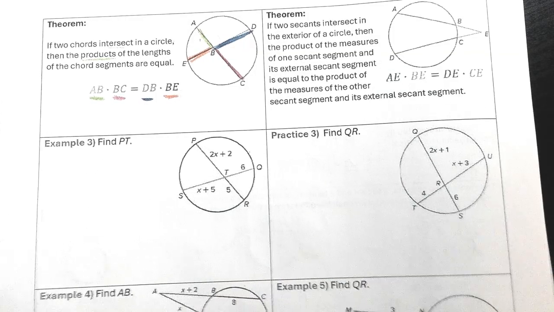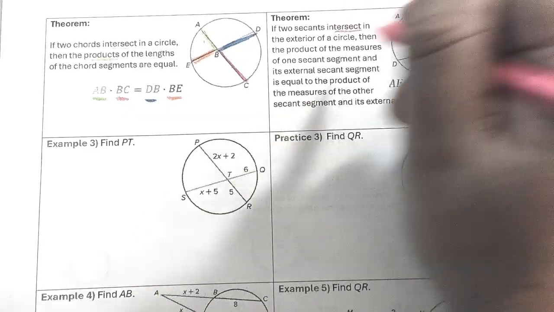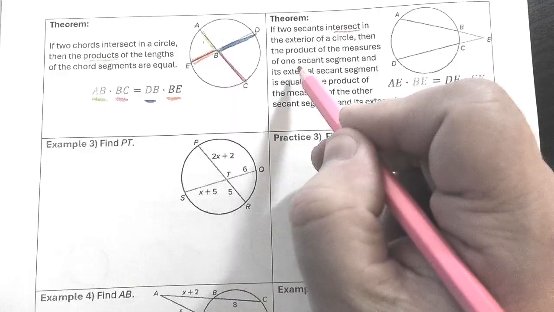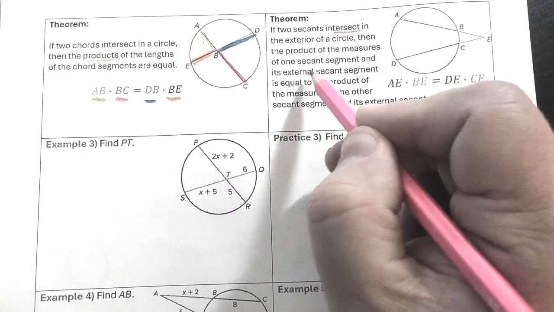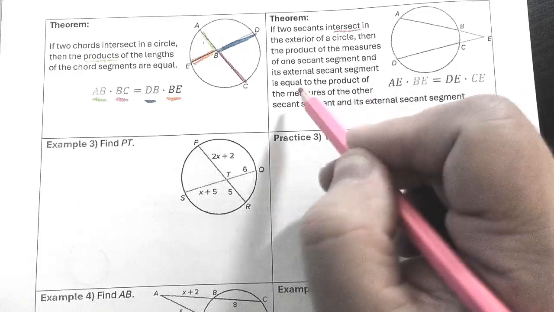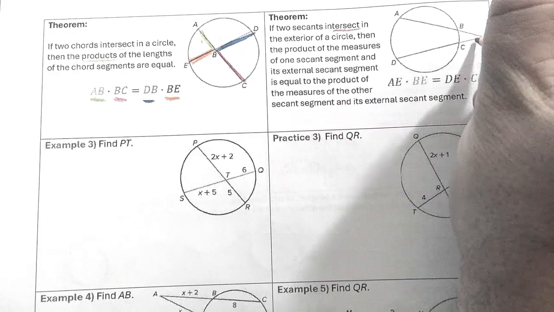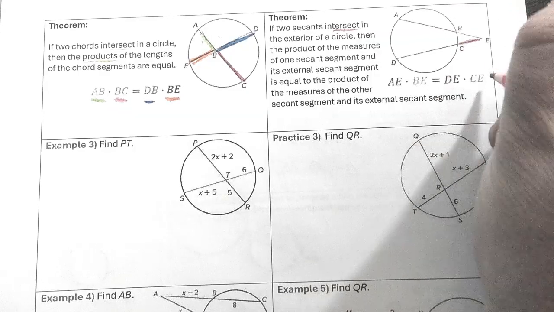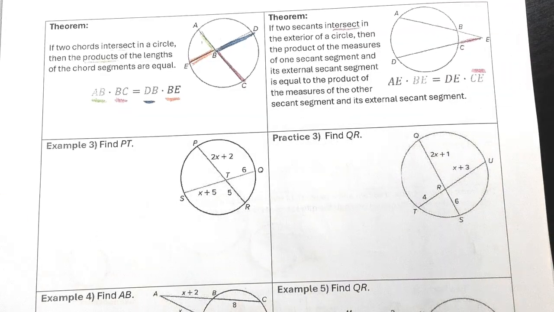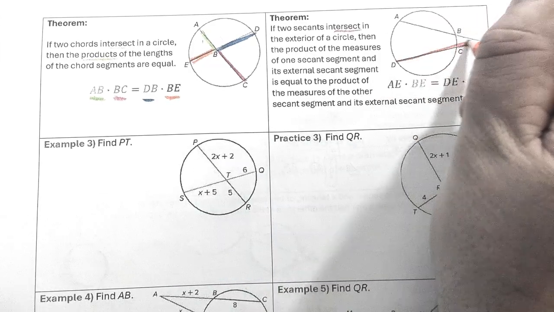All right, over here. If 2 secants intersect in the exterior of a circle, so it's out here, then the product of the measures of one secant segment and its external secant segment is equal to the product of the measures of the other secant segment and its external secant. So just hold on. So CE times DE, all the way.